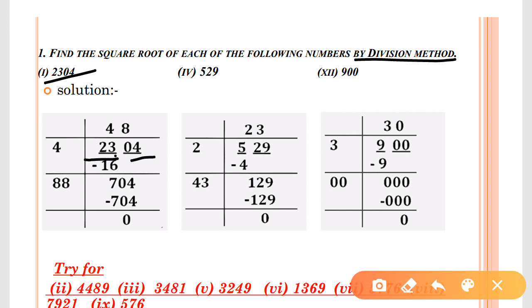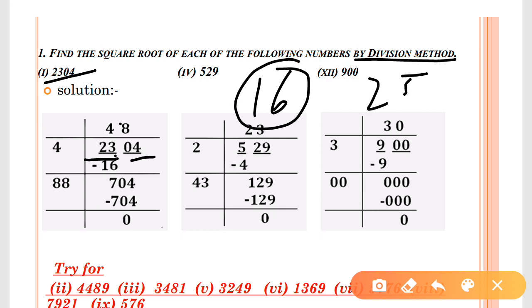So 4 4s are 16 and 5 5s are 25. So 16 is nearly equal to 23, but 25 is greater than 23. So we will go for 16. So 4 4s are 16, and on subtracting it, we got 7. And now copying the next pair, that is 04, it becomes 704.